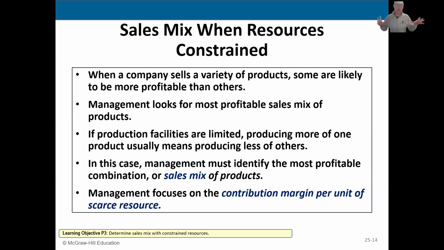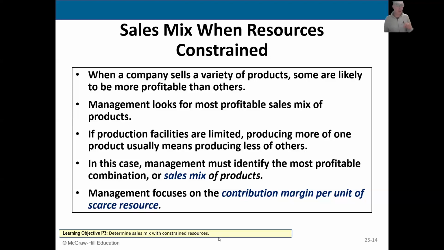Management looks at the most profitable sales mix. I concentrate my sales on the products that make me the most money, and then sell maybe a couple of other ones. That's my sales mix. If production is limited, then I shift my focus of production to producing more of the units that make me more profit. Very simple. This alters the sales mix, of course, but we look at the contribution margin per unit from each type of product that we sell.